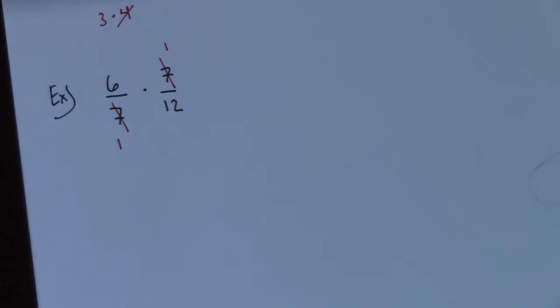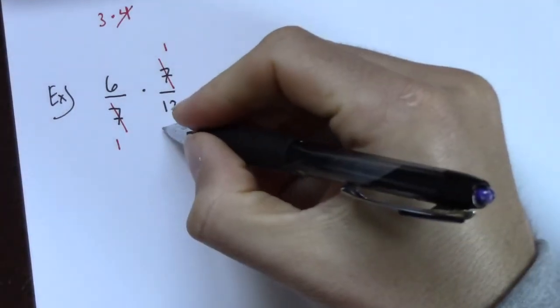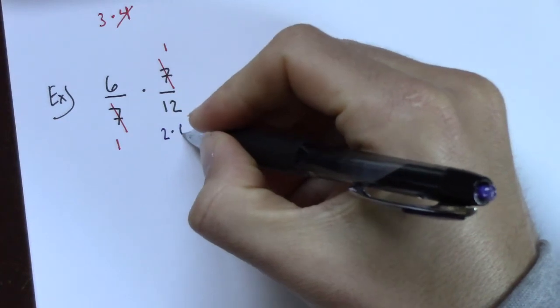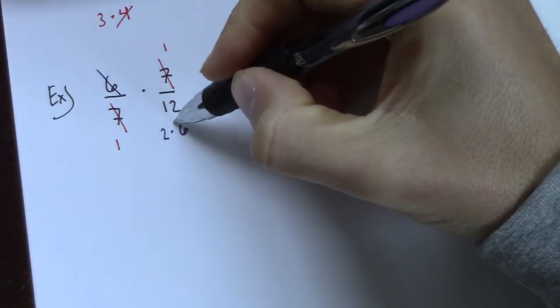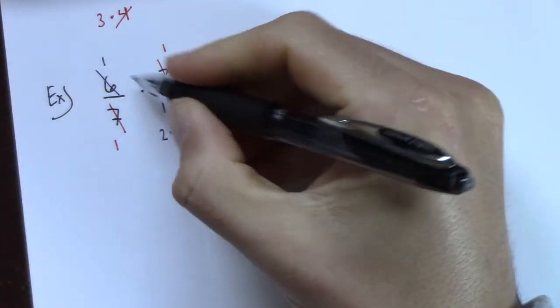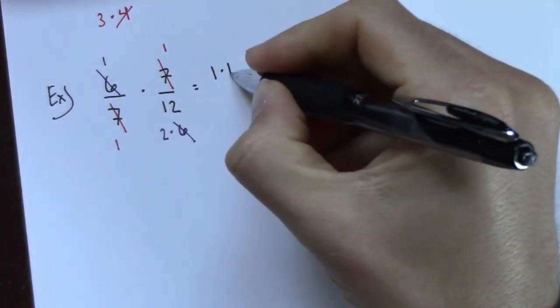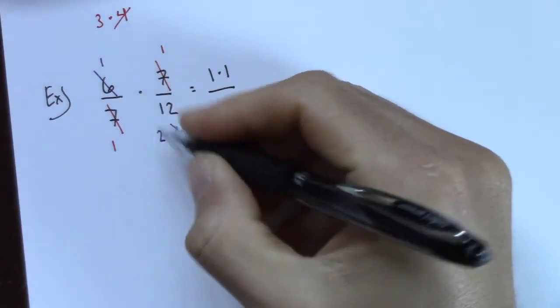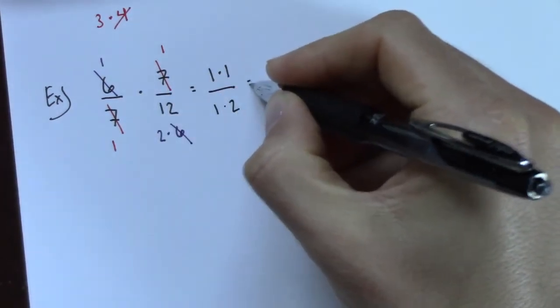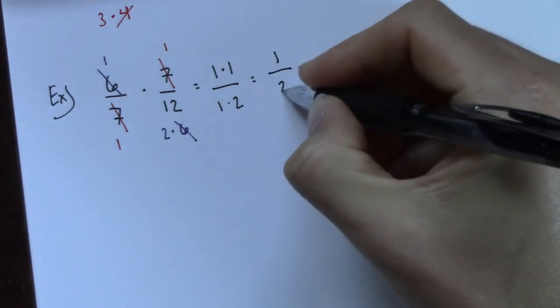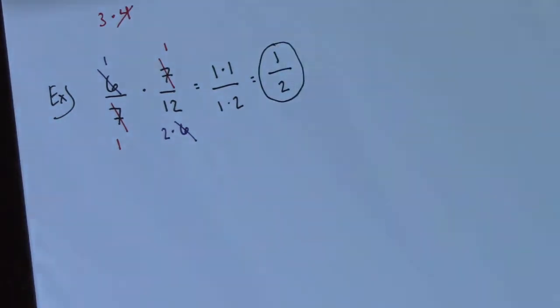I've also got the 6 and the 12, and when I look at that 6 and that 12, I see, hey, I can rewrite this 12 as 2 times 6, and now I've got a 6 on top and a 6 on the bottom, which leaves a 1 right there. So if we multiply everything across, on the top I now have 1 times 1, and on the bottom I now have 1 times 2. 1 times 1 is 1, 1 times 2 is 2, and I get a final answer of 1/2.